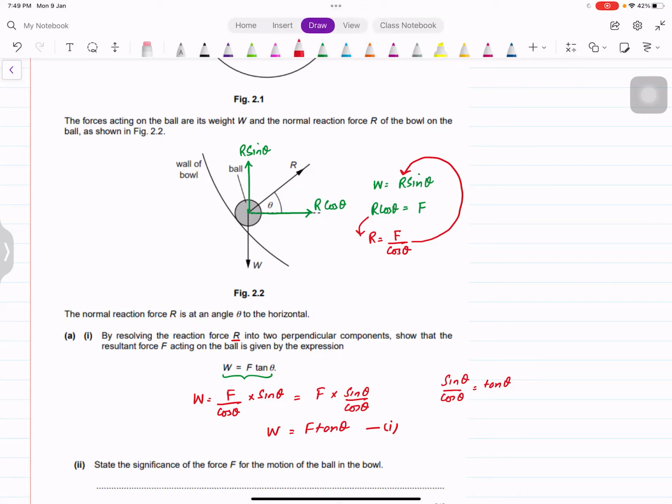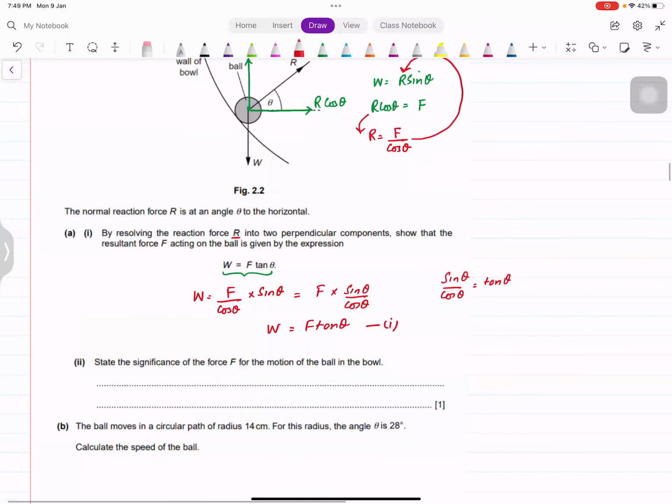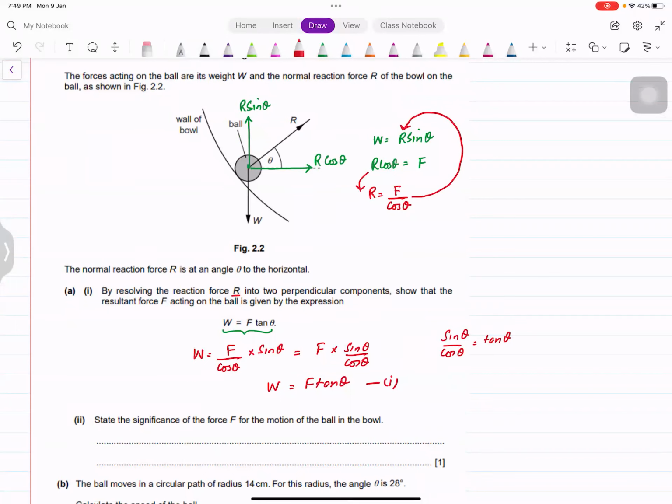Okay. Now, it says state the significance of the force F for the motion. Who's going to tell me? It makes it keep going in a circular path. What is this force F? Centripetal force. Do you guys understand now? Very good. All right.